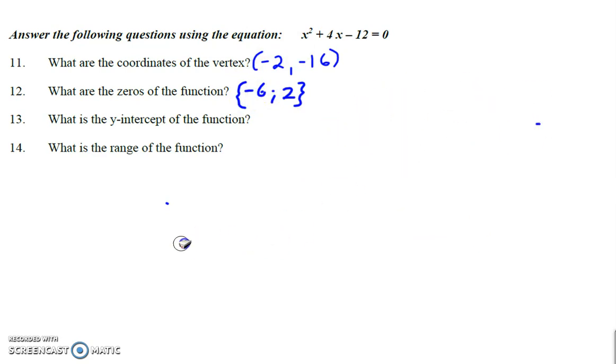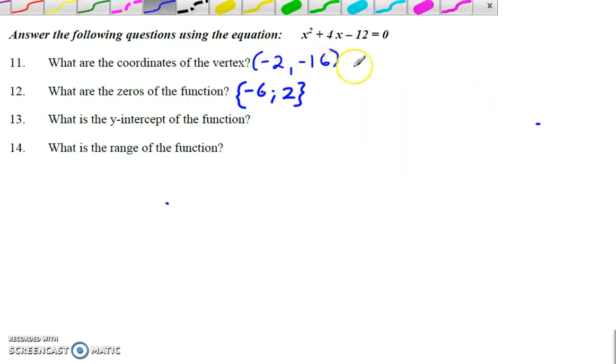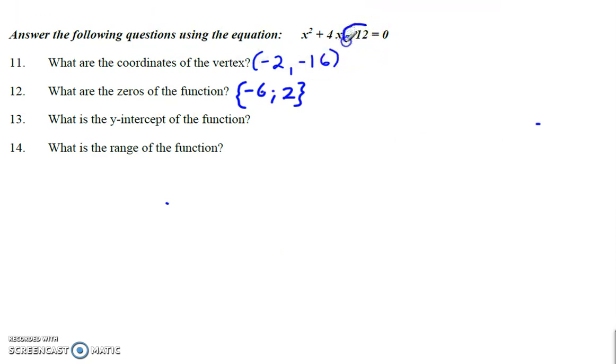What's the y-intercept of the function? That's when x is 0. That means it is negative 12. And what is the range? For the range, we need to determine, does this open up or down? This is positive. So positive means y is going to be greater than or equal, because positive opens upwards like this. And then we need the vertex. The vertex, this right here, is at negative 16. So negative 16, just like that.